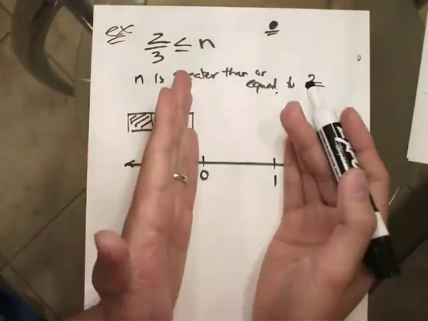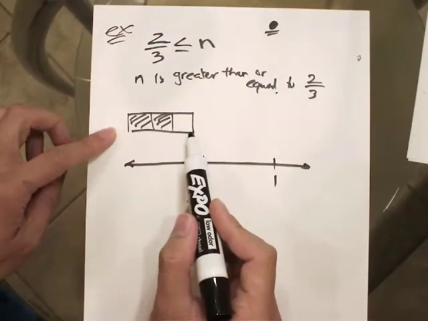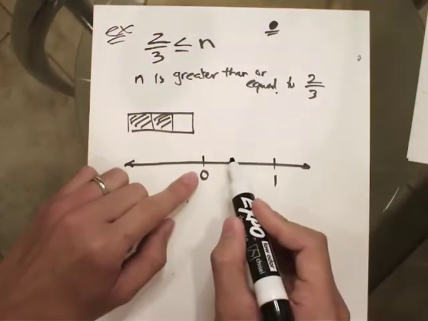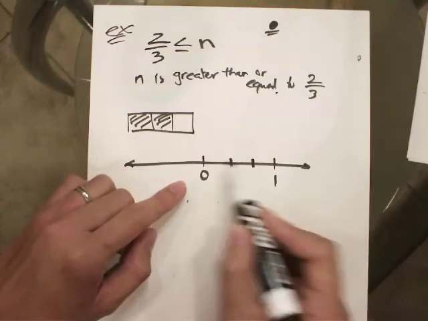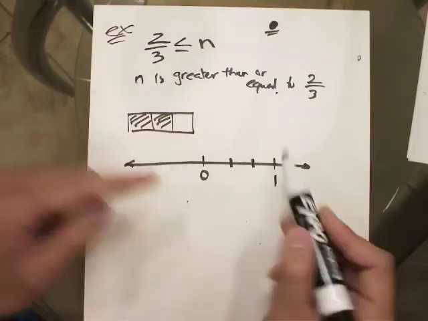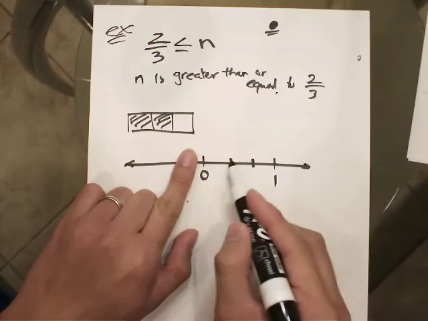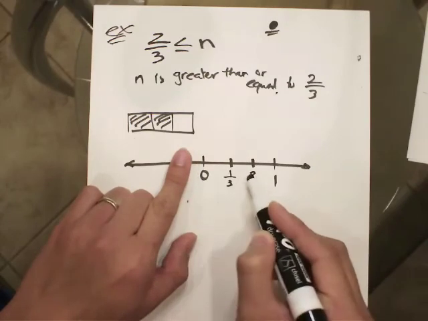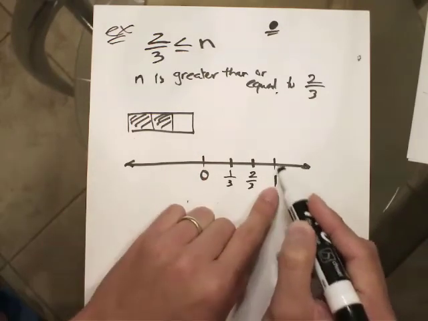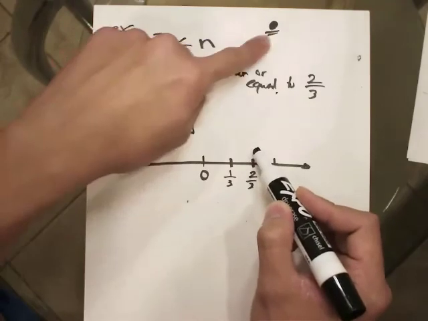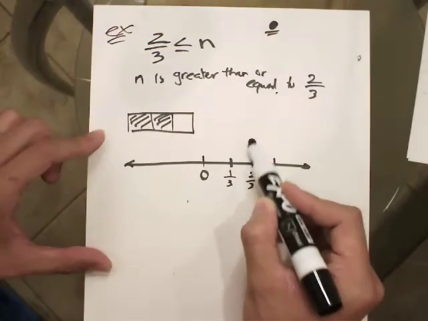So if this represents 1 whole, just like the picture that we have up here, how do we represent 2/3? So 1 whole, we'll cut it into 3 equal parts. So we only want 2 out of the 3. Here's the 3 parts right here. And since we only want 2 out of 3, this is 1/3, 2/3, 3/3 is 1 whole. So we know that 2/3 will be right here. And since we know we have to use a solid dot, we're going to have a solid dot right there.